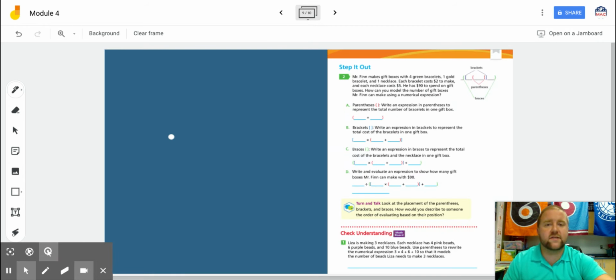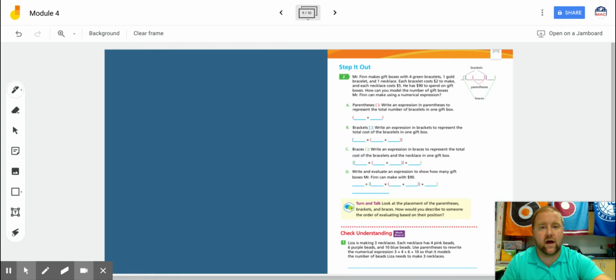Okay, so for our next example, it says Mr. Finn makes gift boxes with 4 green bracelets, 1 gold bracelet, and 1 necklace. Each bracelet costs $2 to make, and each necklace costs $5. He has $90 to spend on gift boxes. How can you model the number of gift boxes Mr. Finn can make using a numerical expression?